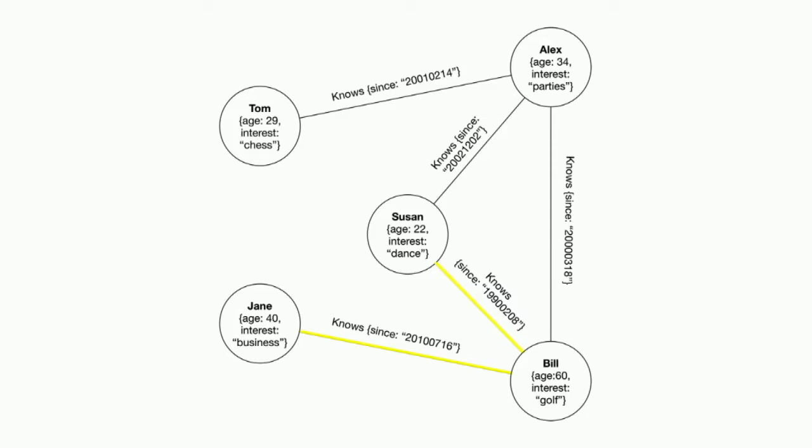Now, if Jane were looking for a chess player, we'd have to specify knows *3 or more for 3 hops to get to Tom following the green path shown. Now, you can also see that there is a red path leading from Jane to Tom, which involves 4 hops. Neo4j returns the shorter of the 2 paths.